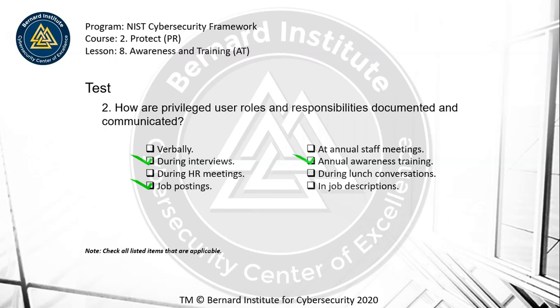Annual awareness training: you could do annual awareness training exercises with the staff. That would be good. And you could, again, document it in job descriptions. It has to be in the job descriptions somewhere, somehow.